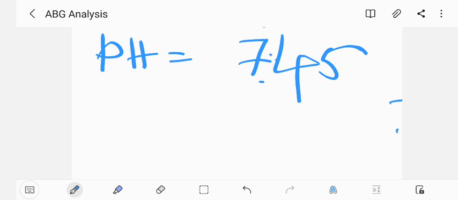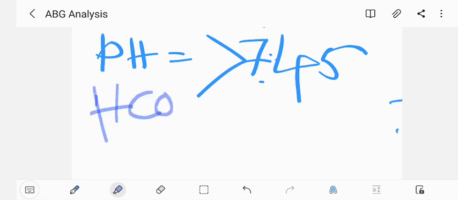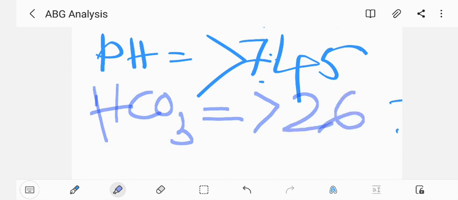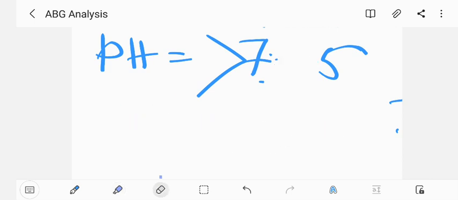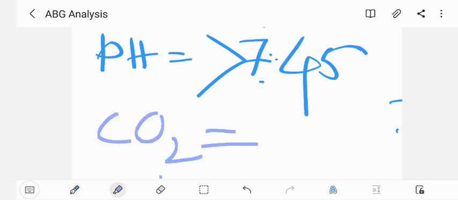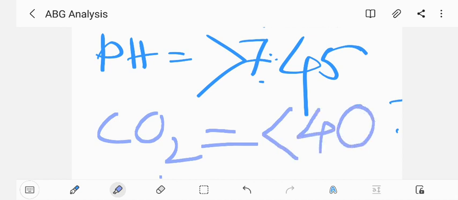And if suppose pH is greater than 7.45, so it is an alkaline condition, and suppose your bicarbonate is greater than 26, so metabolic alkalosis. And if pH is greater than 7.45 and your CO2 level is less than 40, you will say it is respiratory alkalosis.